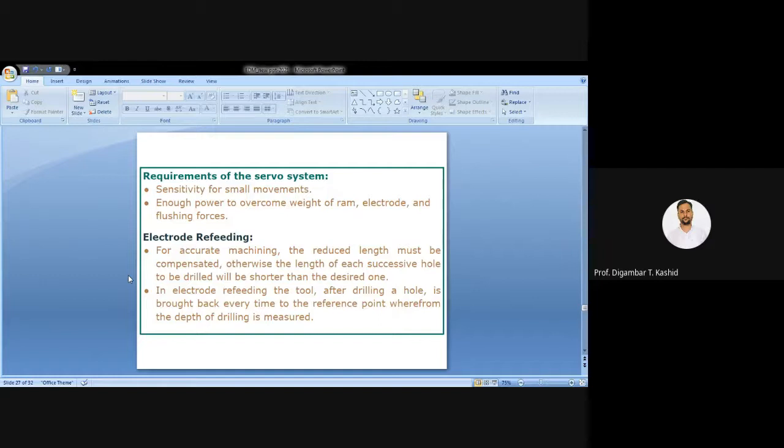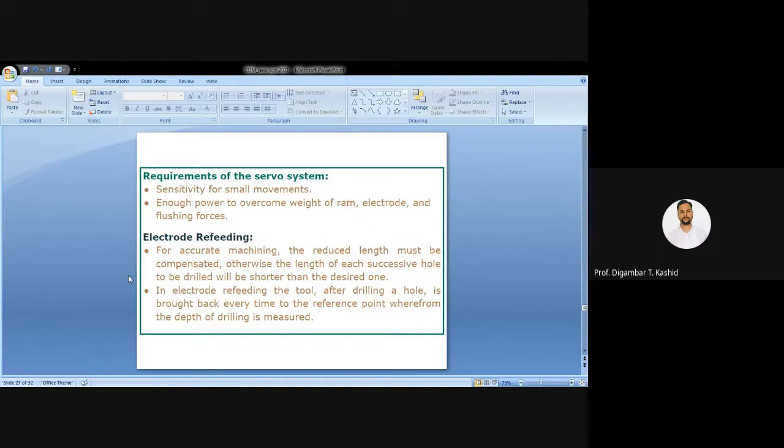After every drilling, we have to move the tool towards the reference point and check how much length of the tool has actually reduced. If there is a tool wear rate, then it carries into subsequent machining. When you use the same tool, you will see a smaller depth of cut is produced, so reduction will happen. To compensate for the tool length, that compensation is required.